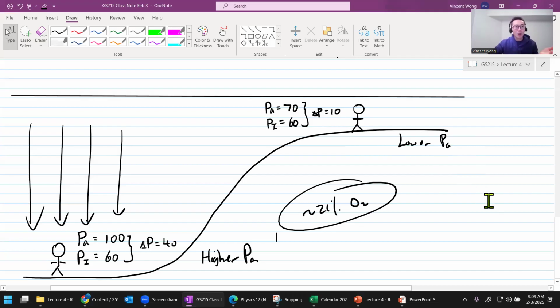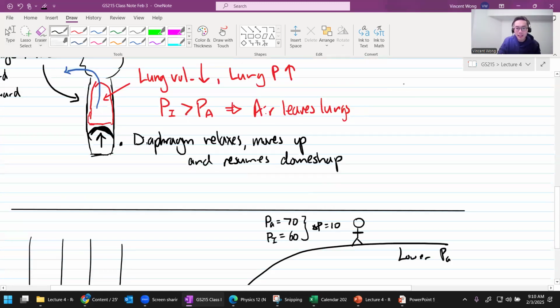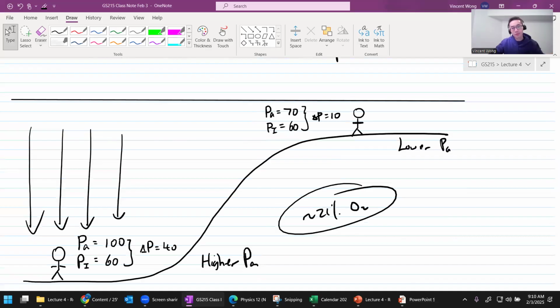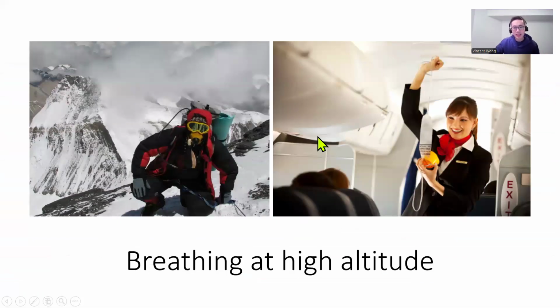Okay, so another thing is, if this is the case, then airplanes are flying much higher than the mountaintop. Then how come people can breathe in an airplane? Well, the answer, I'm sure you already know, is quite simple: the cabin of the airplane is pressurized. And so you're still going to be able to breathe, right?